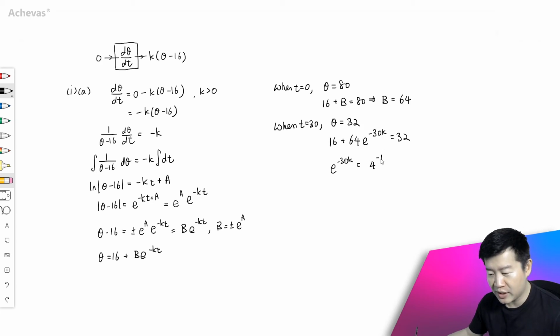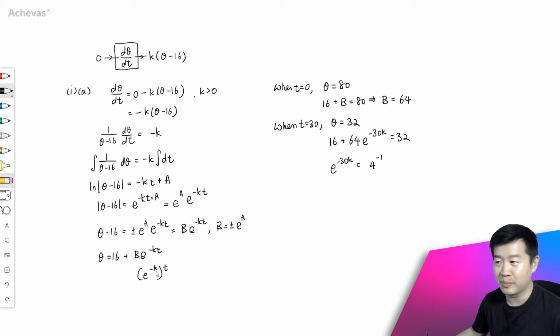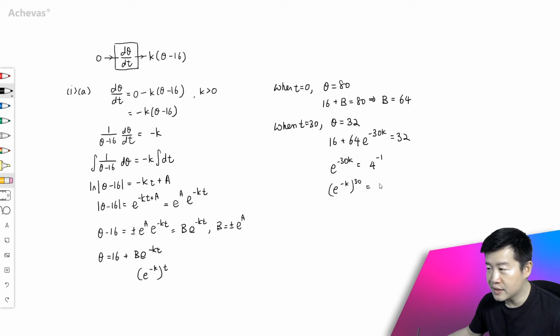And the reason why I'm writing it this way is because if you look at what we have here, in fact, we can rewrite e to the power of minus kt as e to the power of minus k, then to the power of t. So, rather than finding the value for k, we can actually find a corresponding value for e to the power of minus k, which actually exists here because this is just e to the power of minus k, then to the power of 30, which is this 4 to the power of minus 1, which means that e to the power of minus k can be 4 to the power of minus 1 over 30.